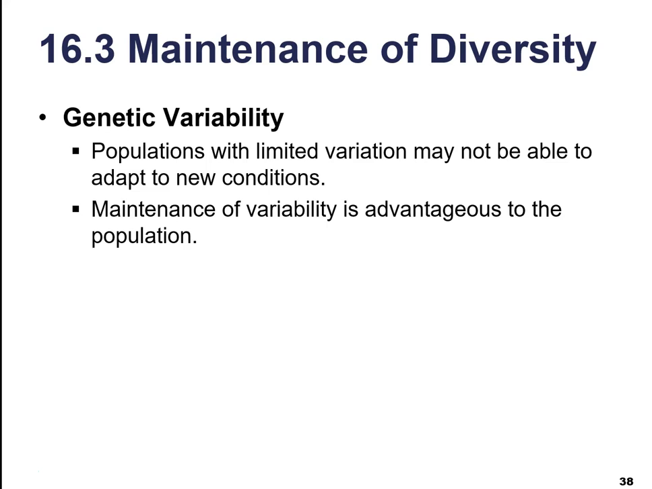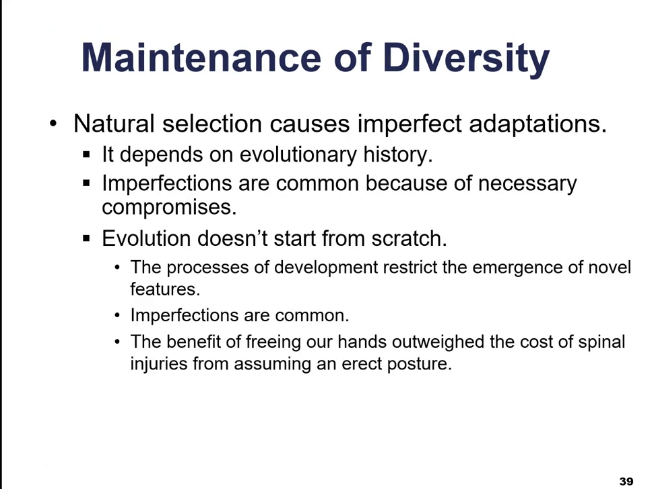Again, I think we talked about this a lot too. This is the last part of this lecture. So, maintenance of diversity. It says populations with limited variation may not be able to adapt to new conditions. Again, you need to make sure you have a certain amount of variability within that population that is going to be advantageous to that population. Okay. It says natural selection causes imperfect adaptations. Again, I told you this. There are mutations, genetic changes that exist within that gene pool of a population, and whatever is more suited to that environment is what's going to be selected for over time.